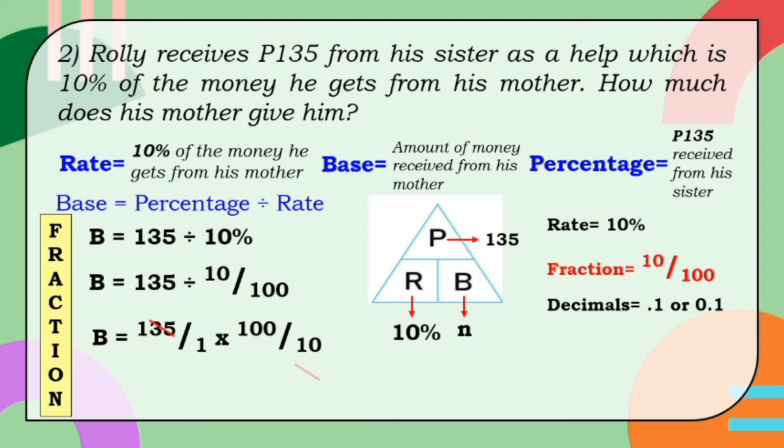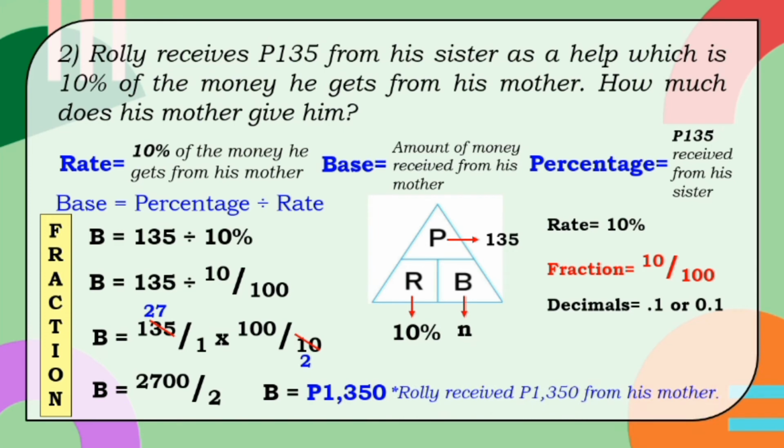Use cancellation method. The GCF of 135 and 10 is 5. 135 divided by 5, 27. 10 divided by 5 equals 2. Multiply the numerator, 27 times 100, 2,700. Multiply the denominator, 1 times 2, 2. Divide 2,700 divided by 2. The answer is 1,350. Rolly received 1,350 from his mother.